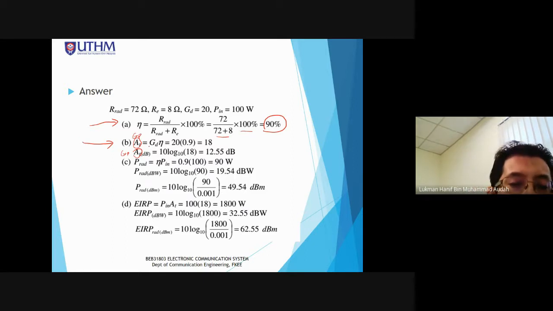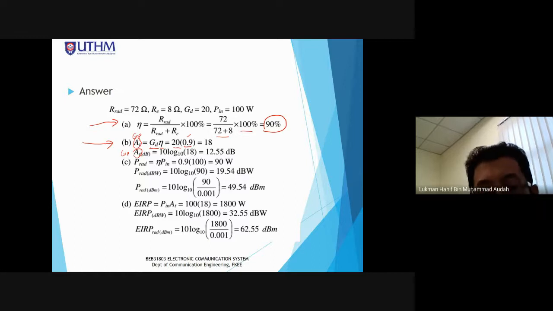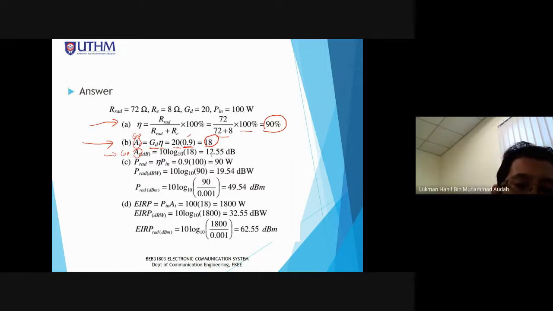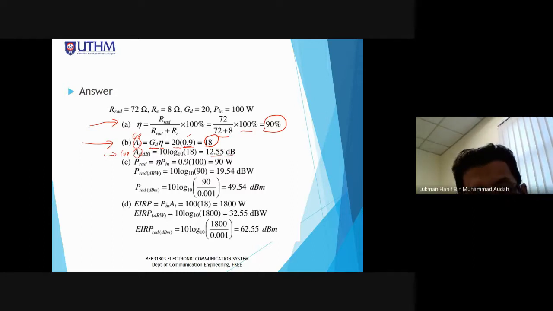So power gain is equal to directivity gain multiplied with the efficiency. So 20 multiplied with 0.9. Remember, use the absolute value. Don't put 90. It looks funny, but that's what often happens in the final exam. Remember, in calculation we use the absolute value. So we get here 18. And then the question asks how much is in dB. So in decibel, it is equal to 10 log of 18. So we get 12.55 dB.